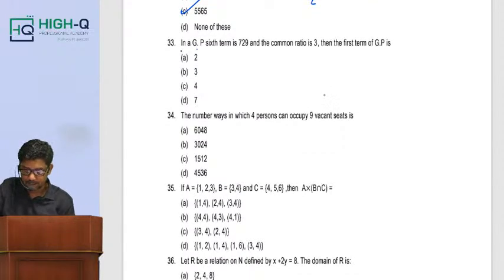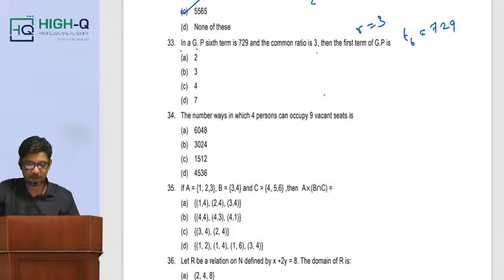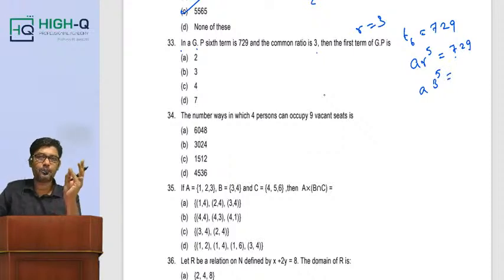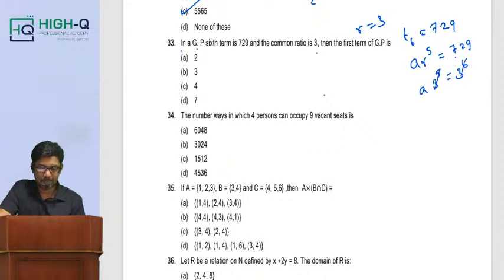Next, in a GP, sixth term is 729. Common ratio is 3. Then the first term of GP. Sir, I simply do A r power 5 is equal to 729, sir. A r power 5, that r is nothing but 3 power 5 is 243. What is 243? 3 square is 9, 3 cube is 27, 3 power 4 is 81, 3 power 5 is 243, 3 power 6 is 729. So by cancelling, A equal to 3.